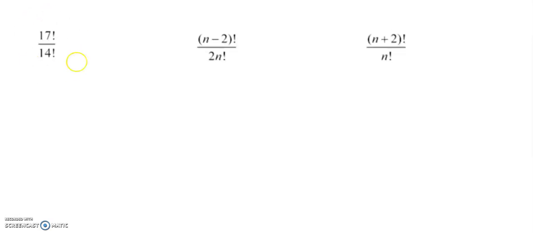This example as well, I would like you to pause your video again and try this one with that same logic, and please start with the larger factorial. So please pause now.